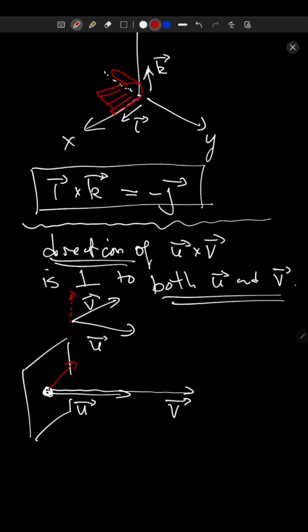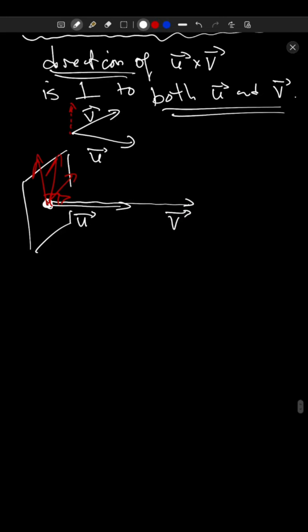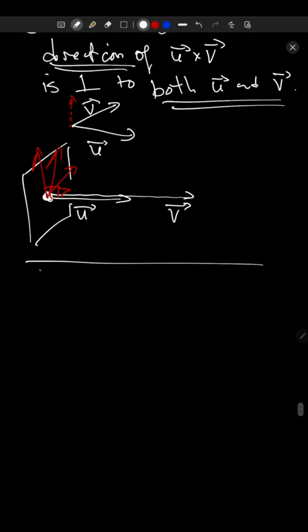This guy's perpendicular to both U and V, that guy's perpendicular to both U and V, that guy's perpendicular to both U and V. Let me draw the perpendicular symbol, right? A lot of vectors are perpendicular to both U and V. So on the face of it, it seems like there's something wrong with our definition. However, everything actually works out because this is not a problem.